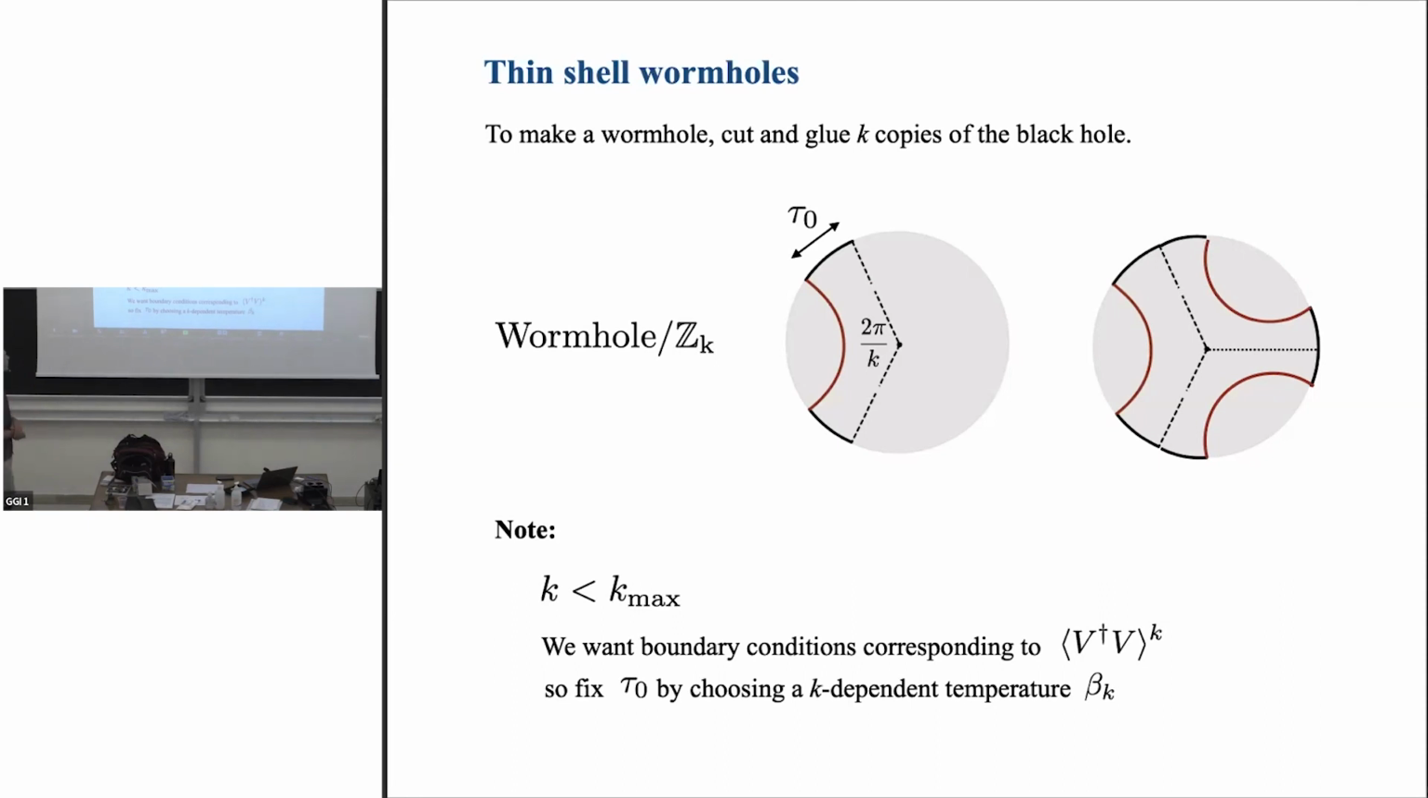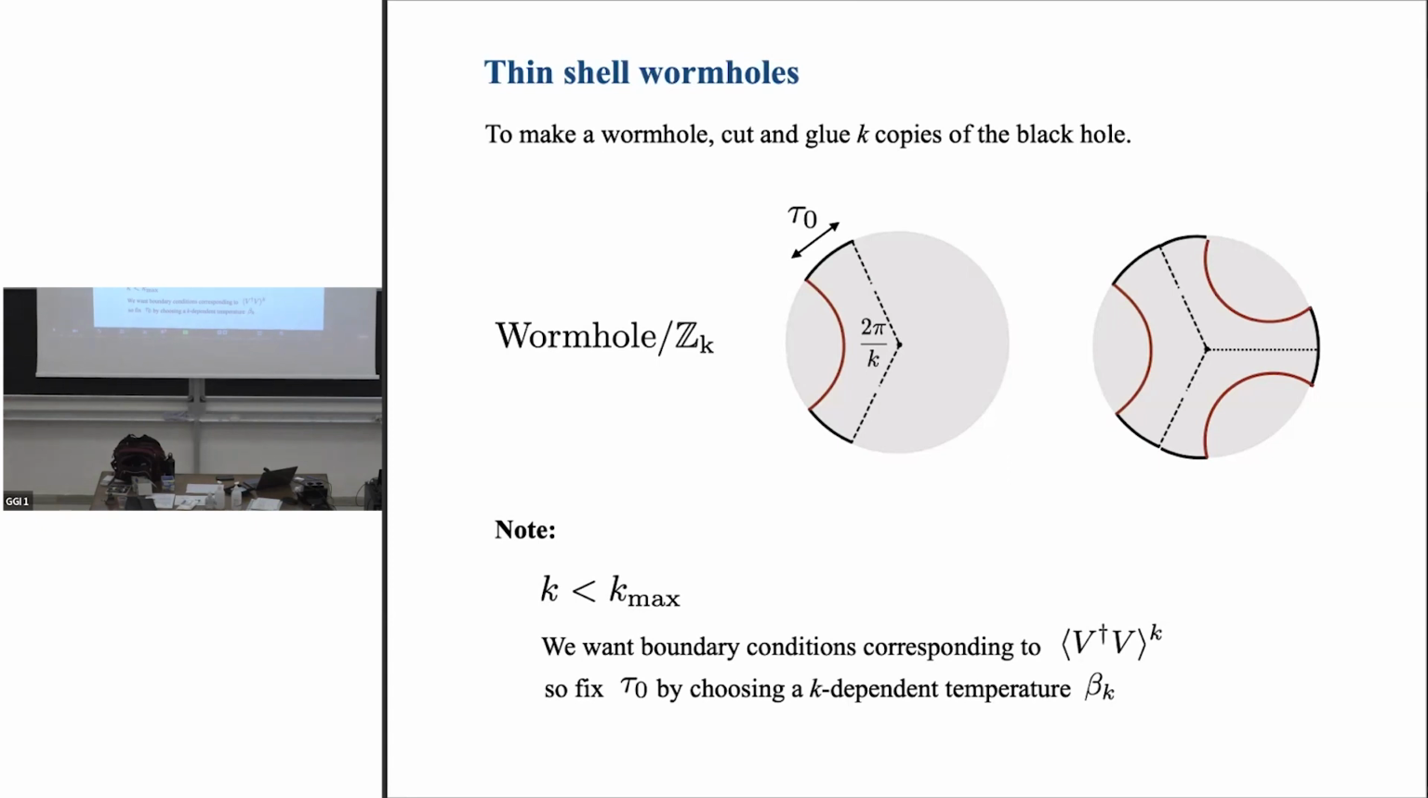The second comment is that we want to pick boundary conditions. This is a choice, but the choice we want to make is to pick boundary conditions corresponding to this correlator raised to the k power. And in particular, the correlator had operators inserted a distance plus minus tau naught from the time reflection t equals 0 slice. So we want these wormholes on each boundary to have operators inserted at plus minus tau naught. So we want this length here to be 2 tau naught, this length here to be 2 tau naught, and this length here to be 2 tau naught.